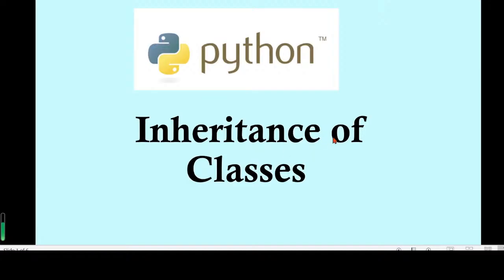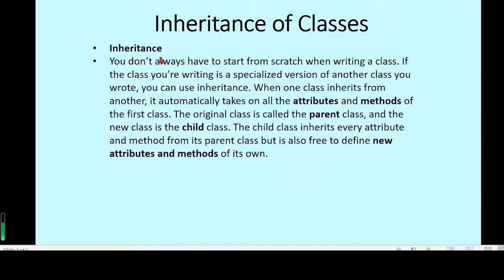Inheritance of classes. You don't always have to start from scratch when writing a class. If the class you're writing is a specialized version of another class you wrote, you can use inheritance. When one class inherits from another, it automatically takes on all the attributes and methods of the first class. The original class is called the parent class, and the new class is the child class. The child class inherits every attribute and method from its parent class, but is also free to define new attributes and methods of its own.